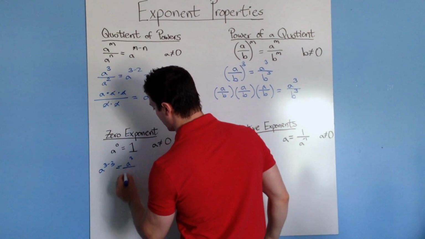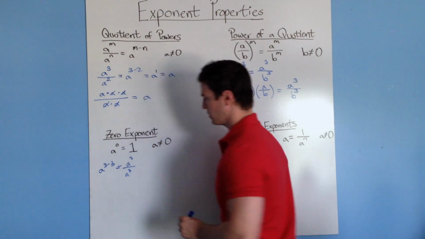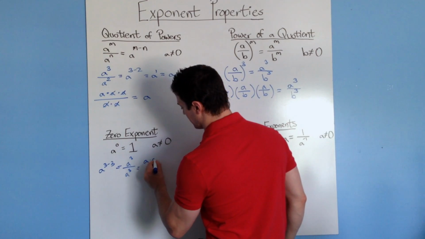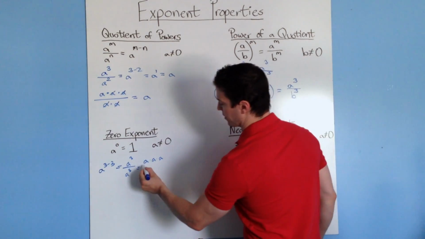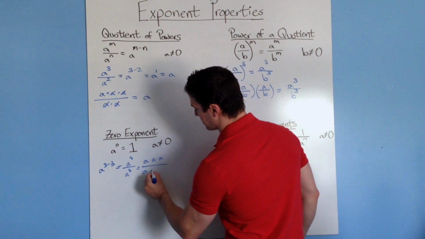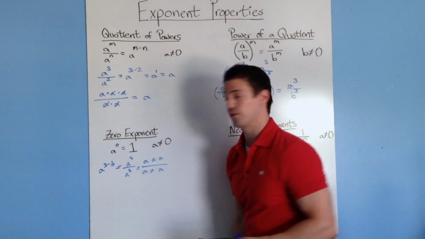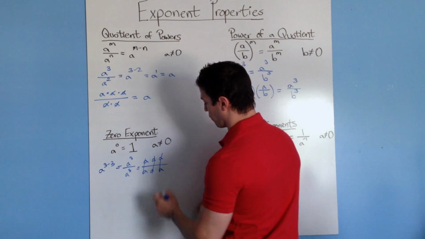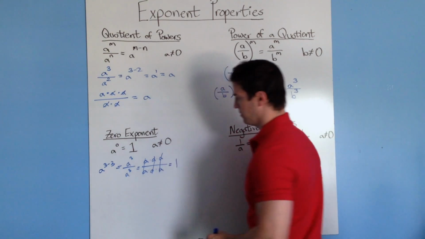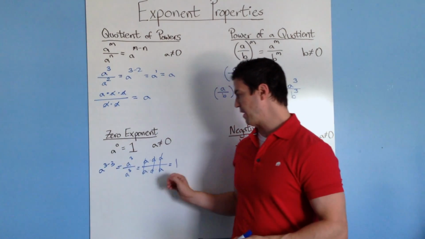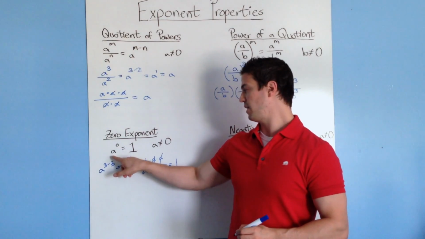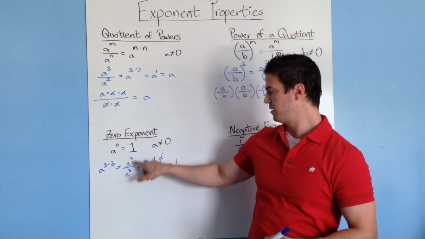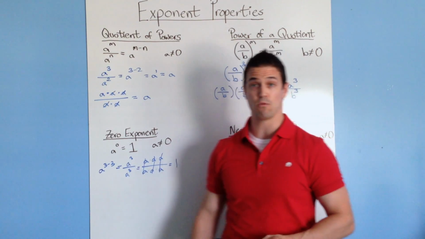A to the third divided by a to the third. Well, let's simplify this out a little bit. A times a times a would be a to the third. A times a times a for this one would also be a to the third. This cancels, this cancels, this cancels, and you end up with 1 over 1, which is equal to 1. So as you can see, this kind of proves right here that any base raised to the 0 power is going to be equal to 1. Because they're going to cancel each other out. You're going to have 1.